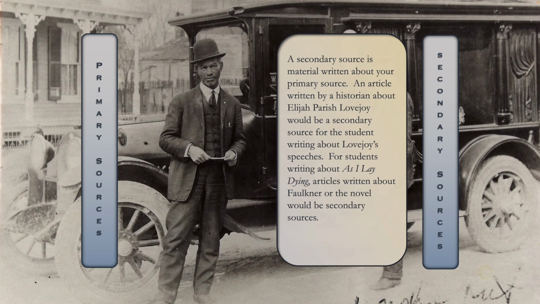Secondary sources are materials written about your primary source. An article written by a historian about Elijah Parrish Lovejoy would be a secondary source for the student writing about Lovejoy's speeches. For students writing about a novel like As I Lay Dying, articles written about Faulkner or the novel would be secondary sources.